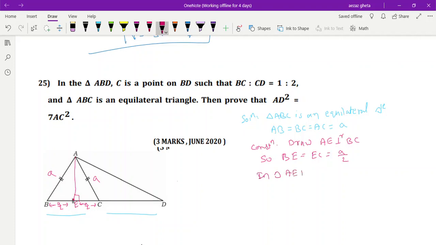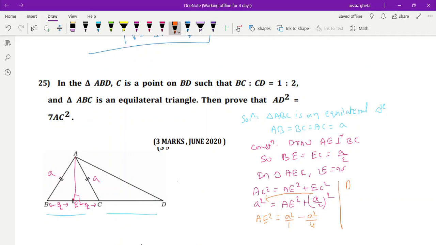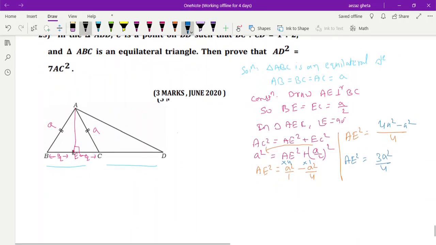Now you apply Pythagoras theorem. In triangle AEC, angle E is equal to 90. AC square is equal to AE square plus EC square. AC is a, AE we will find out, and EC is a by 2 whole square. So we'll get a square is equal to AE square plus a square by 4, so AE square is a square minus a square by 4. If I take LCM, LCM is 4, here into 4 and here into 1. 4a square minus a square, AE square is equal to 3a square by 4, you will get, correct? We'll keep a square, will not go for a root because Pythagoras theorem will come.